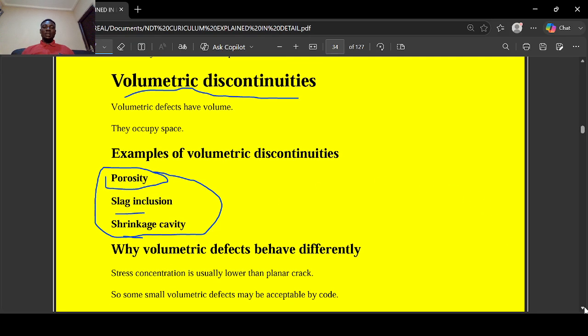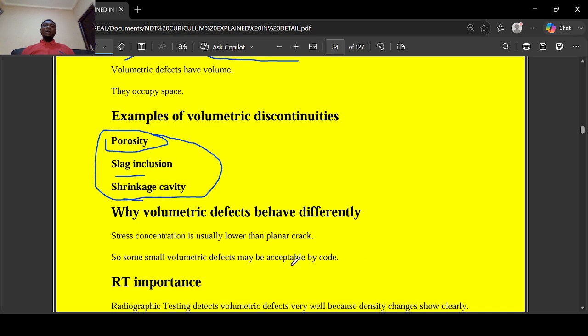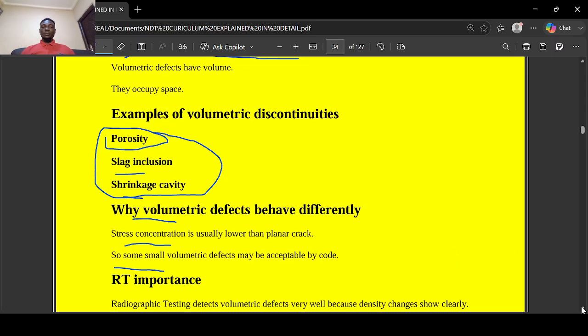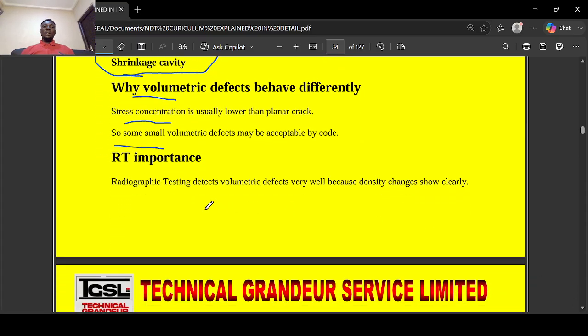Why do volumetric defects behave differently? Stress concentration is usually lower than planar cracks. So some small volumetric defects may be accepted by code. RT importance: radiographic testing detects volumetric defects very well because density change shows clearly.